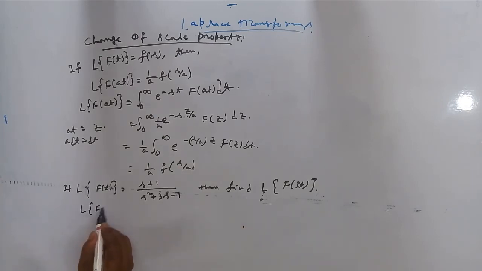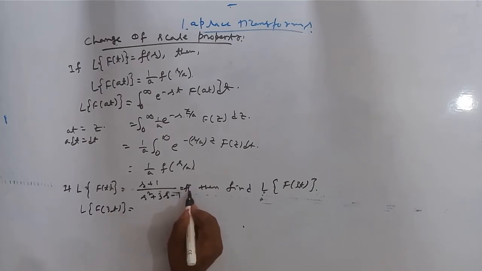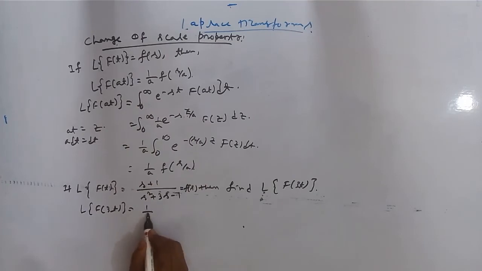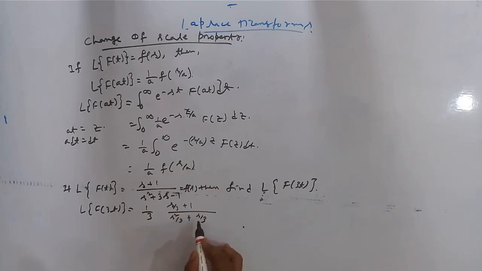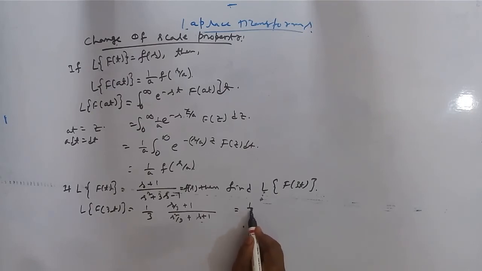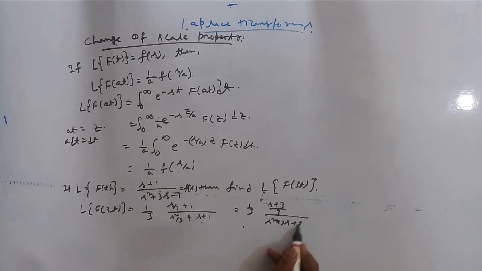So L of f(3t) will be 1 by a into F(s by a), just 1 by 3, and in F(s) we have to write s by 3 in place of s. So s square by 9 plus 3s by 3, which is s, plus 1 in the denominator, and s by 3 plus 1 in the numerator. So it will be 1 by 3 into (s plus 3) by 3, over (s square plus 9s minus 9) by 9, and the 3 will be cancelled. So s plus 3 by s square plus 9s minus 9. So this is one example of change of scale property.